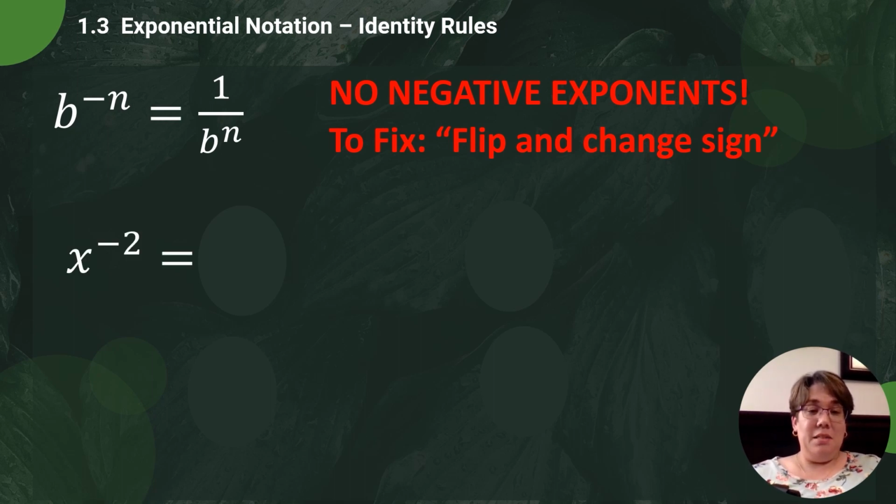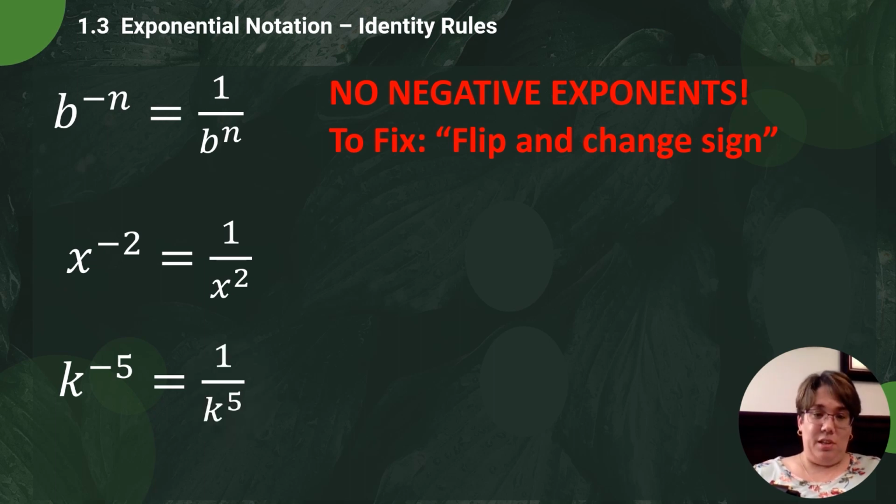So x to the negative 2 power, in order to make this positive, imagine that this is all over 1. If you flip that and change the sign, then you would turn that into 1 over x to the positive 2. We flipped it and then we changed it to a positive 2. Okay, so k to the negative 5th. Again, imagine this is over 1. Then we're going to flip that, and it's going to become 1 over k to the 5th.